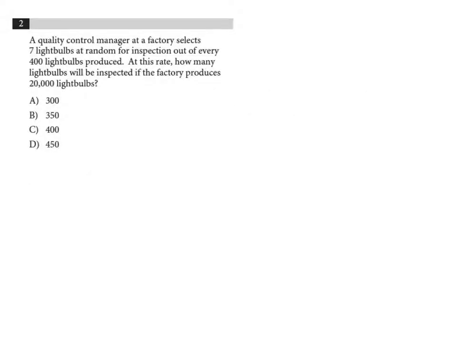Okay, number 2. A quality control manager at a factory selects 7 light bulbs at random for inspection out of every 400 light bulbs produced. At this rate, how many light bulbs will be inspected if the factory produces 20,000 light bulbs? Okay, so that's going to be 7 inspected for each 400. Well, it's going to be proportional to the whole, right? So if there's 20,000 produced, we want to know how many are inspected.